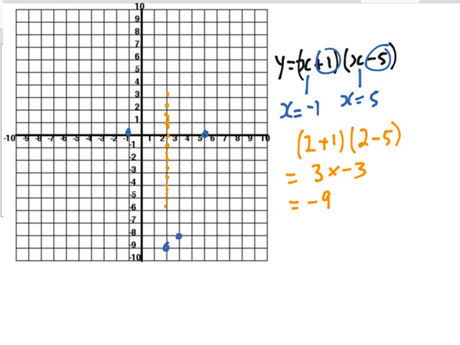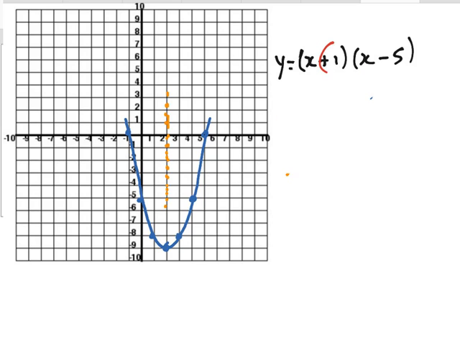Then you go out 1, up 1, out 1, up 3, out 1, up 5, and same for back 1, up 1, back 1, up 3, back 1, up 5, and sketch in your parabola. You might also like to note the following, that +1 times -5 equals -5, which is where your y-intercept is.